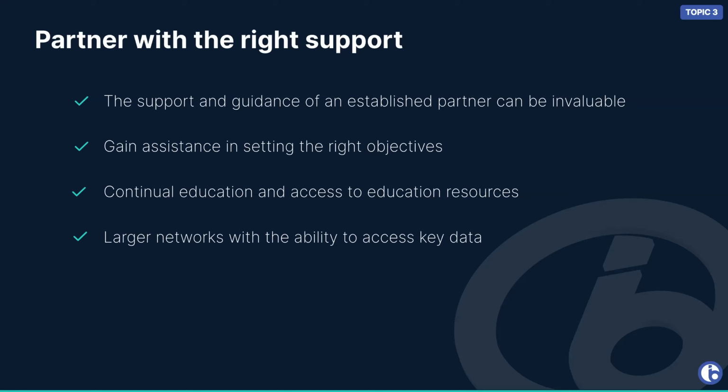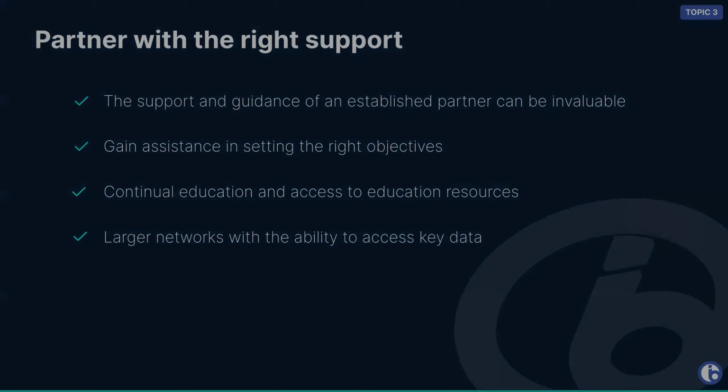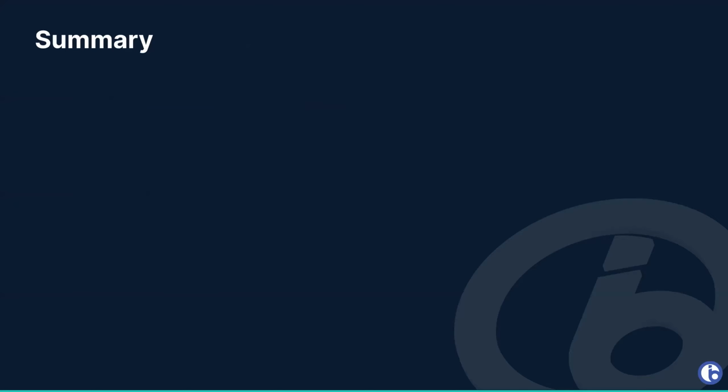Now, this is something that you need to work on establishing for yourself. You need to partner yourself with someone who is either extraordinarily skilled or who's been there and done that. You need to gain assistance in setting the correct objectives. You need to continually educate yourself with good access to educational resources. And finally, you need to put yourself into large and skilled networks who can help you get to where you want to go. So please take your time to ask any questions that you may have and take down any notes. I'm going to do a quick summary now.